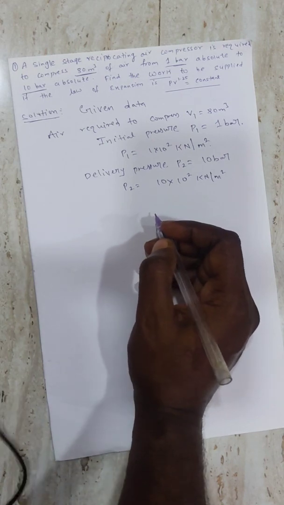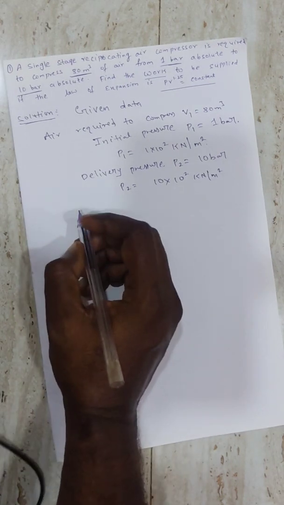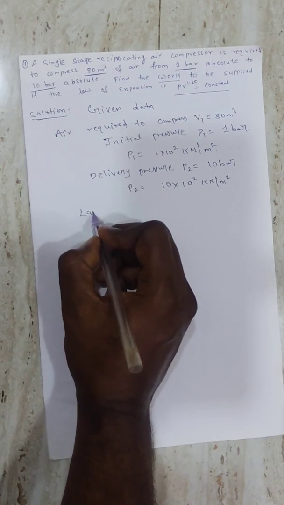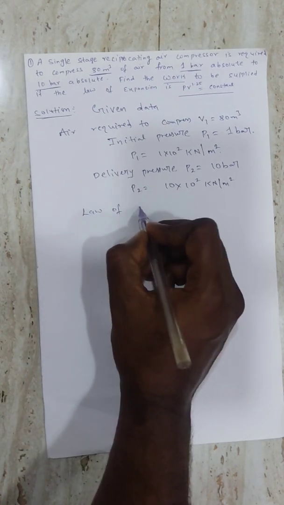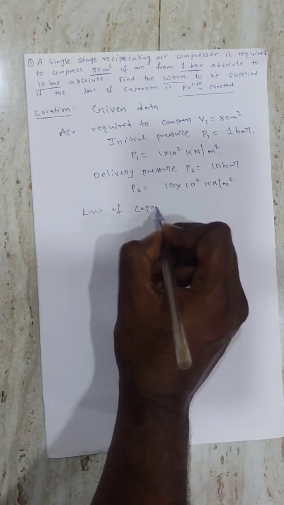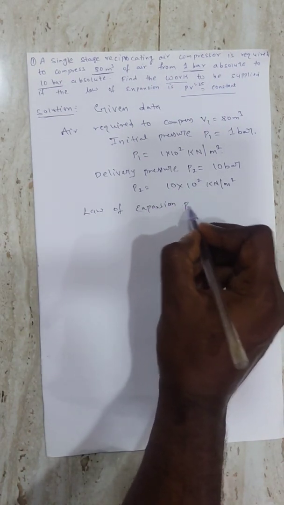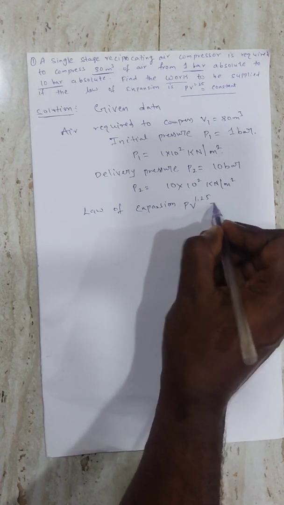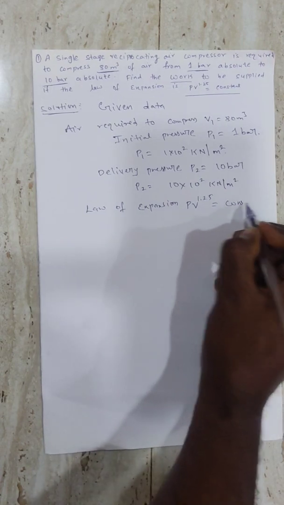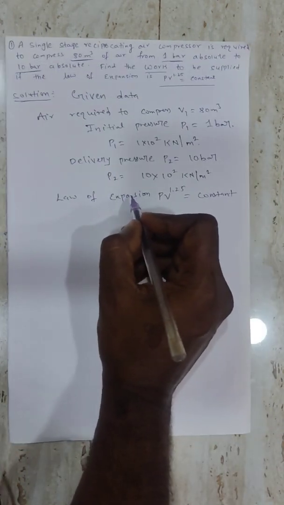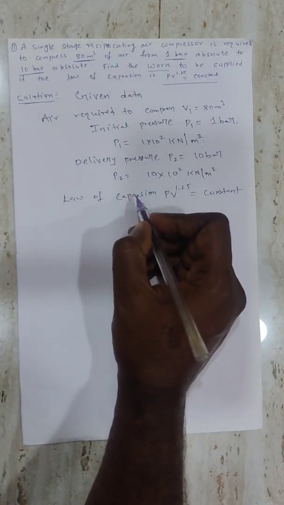And he has given the law of expansion. What is it? He has given PV^1.25 is equal to constant.